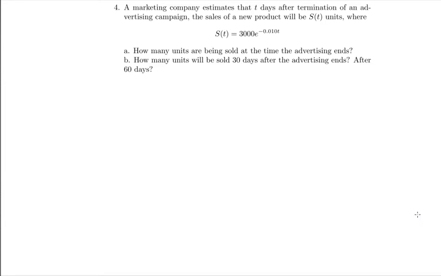Let's have a look at a word problem that involves some exponential functions, specifically the natural exponential e to the x. A marketing company estimates that t days after termination of an advertising campaign, the sales of a new product will be a function s of t, where s of t is given by 3000 e to the power of negative 0.010 t. The questions are: A, how many units are being sold at the time that the advertising ends? And B, how many units will be sold 30 days after advertising ends, or after 60 days?